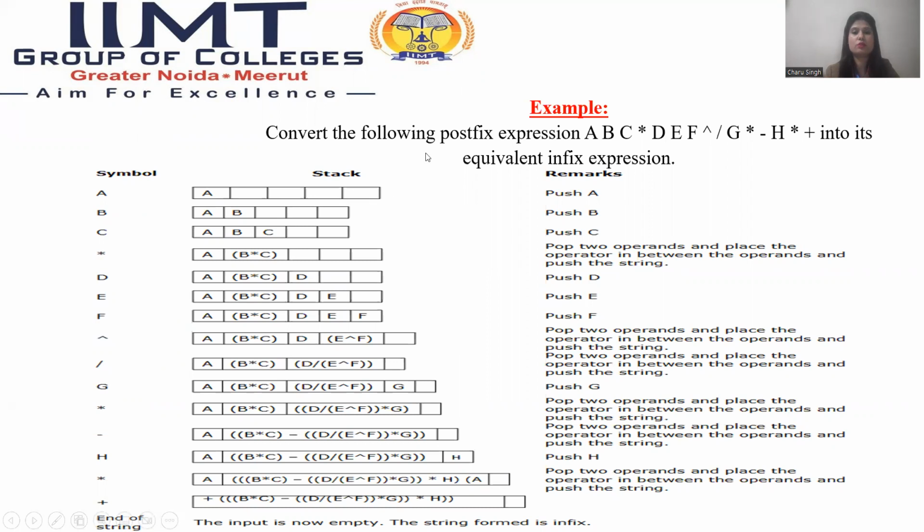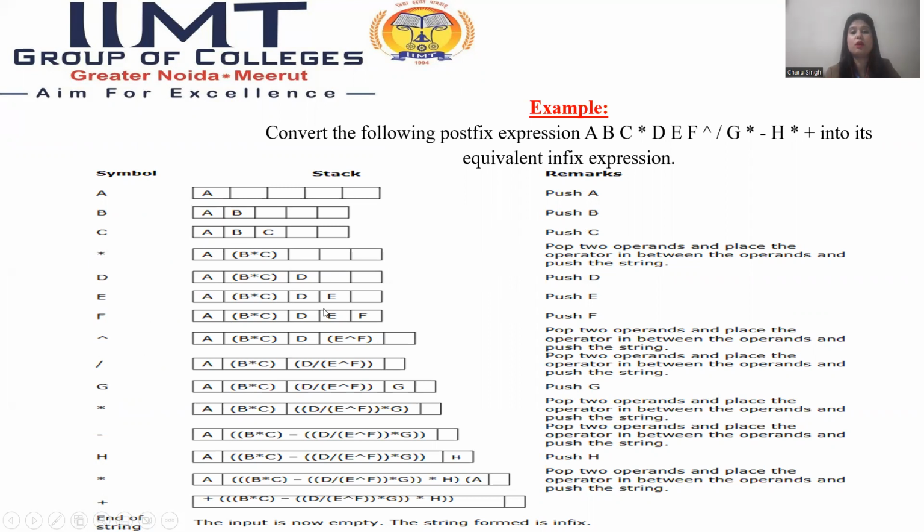Here we are going to convert the postfix expression into the infix expression. First of all we have A, so we push A, then we have B, push B, then symbol C, again push in the stack. Then we have the multiplication operator, so we pop these two elements, place the multiplication operator between them, and then push it again into the stack. Then we have D, push it, then we have E, push it, then we have F, push it again into the stack, then we have the exponent symbol.